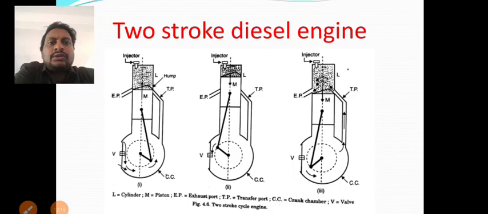Here in the 2-stroke engine we have an upward stroke and a downward stroke. During the upward stroke, the piston moves from bottom to top.